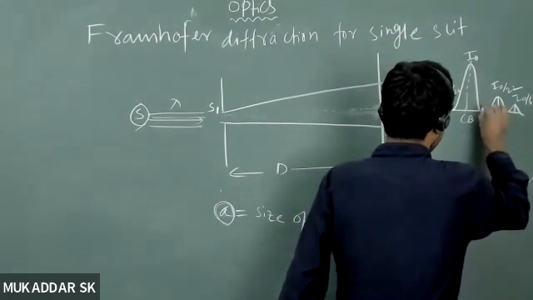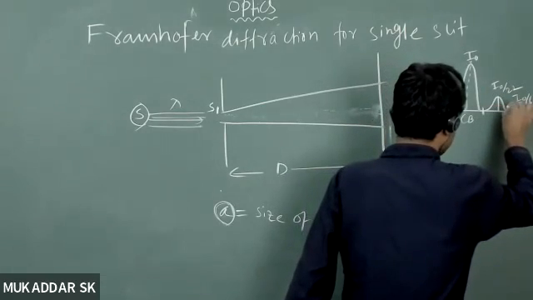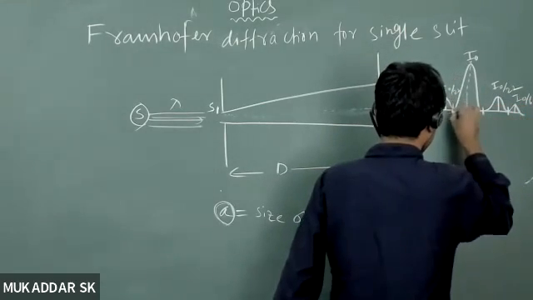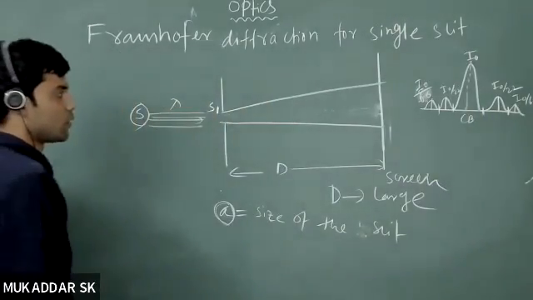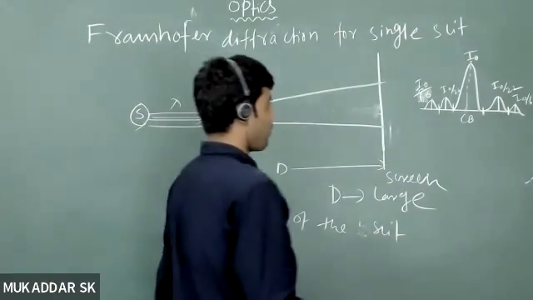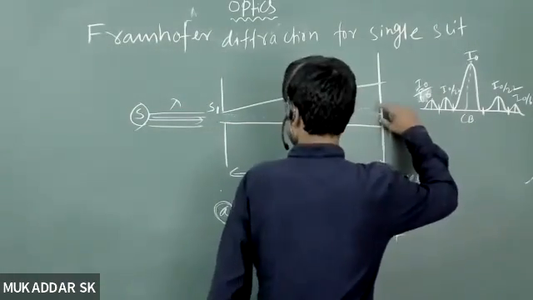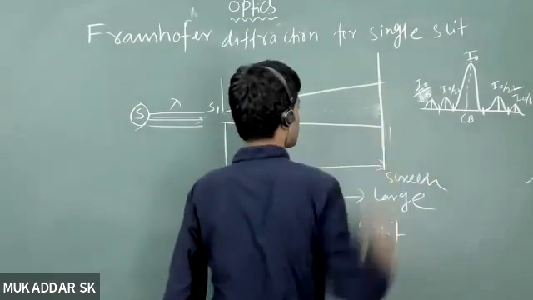And this is your first dark or first minima, second minima. This is first minima, second minima, and so on. So this is the observation. According to our expectation, only this region should be bright and the others should be dark.